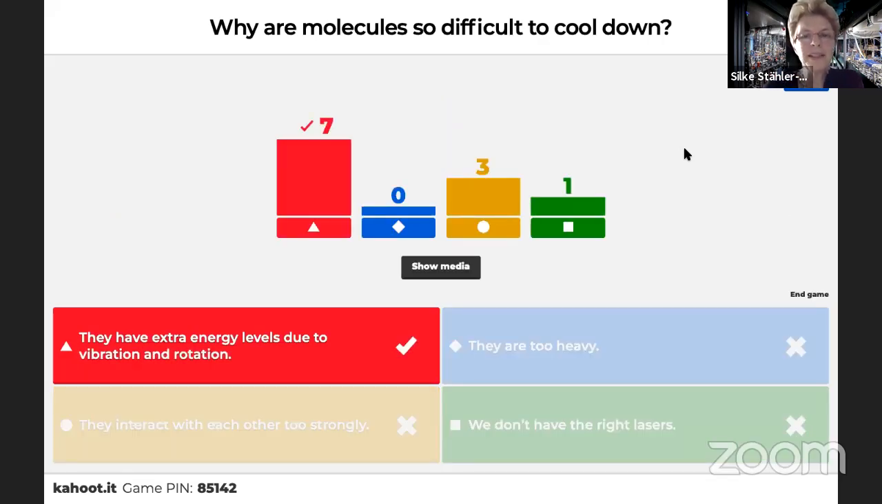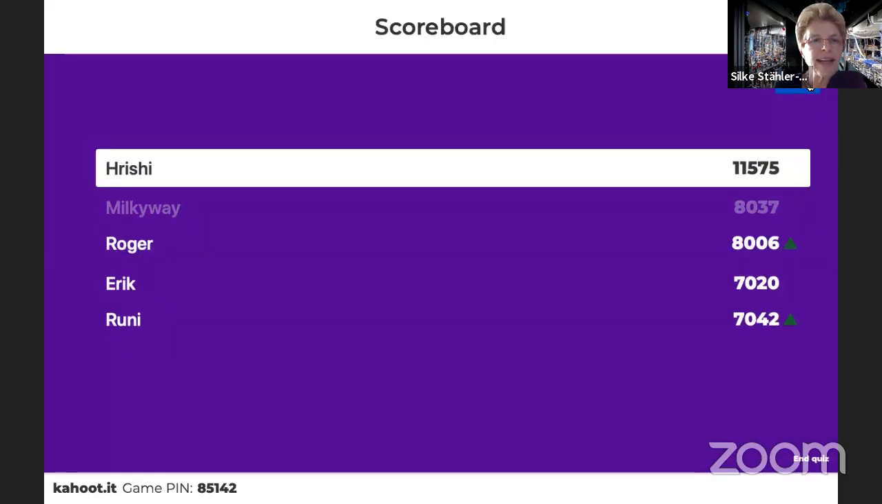Oh, many people knew the right answer. They have extra energy levels due to vibration and rotation. Therefore, it's so difficult to cool them down. Let's have a look at the ranking. There are a little bit of changes. Very good. Rishi is still the first, then Roger, and then Milky Way.